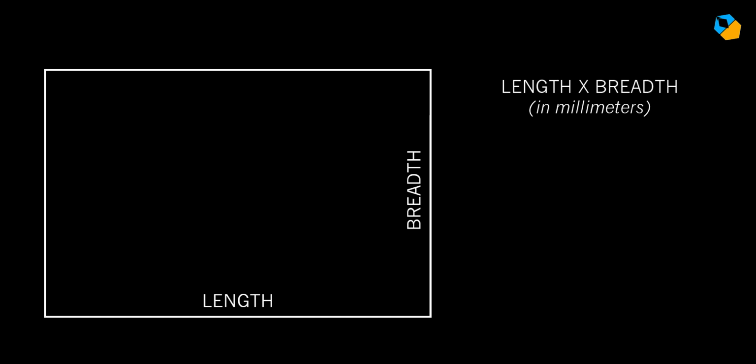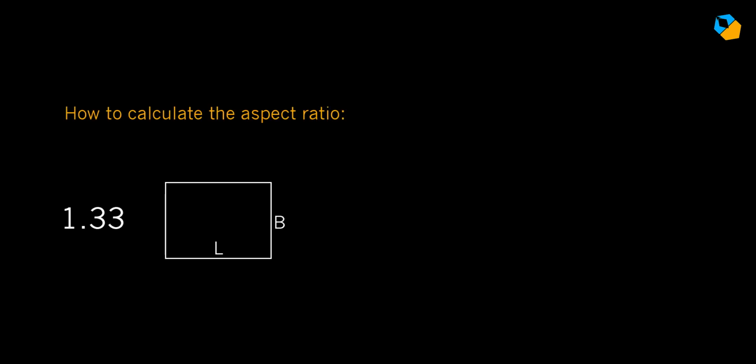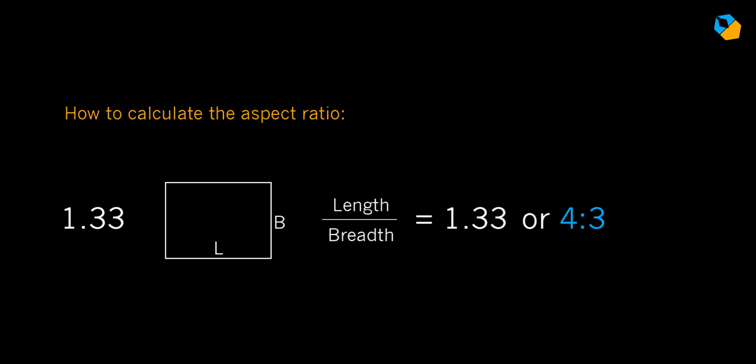A sensor has a length and a breadth, and the length divided by the breadth is the aspect ratio. It's always horizontal divided by vertical. For example, let's take the number 1.33. It means the horizontal length divided by the vertical breadth is 1.33. To make reading easier, sometimes we write 4 is to 3. 4 by 3 is 1.33, it's the same thing. You try to pick the number that's easier to remember.